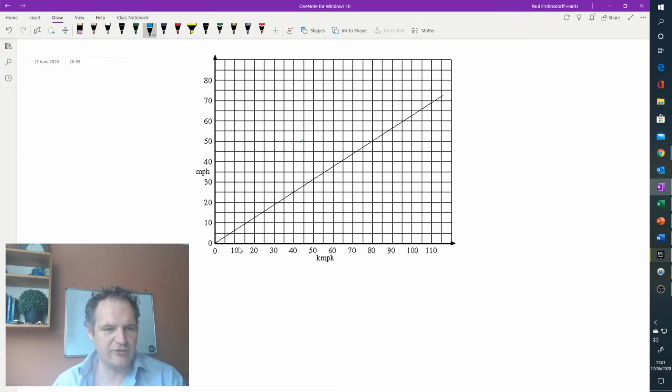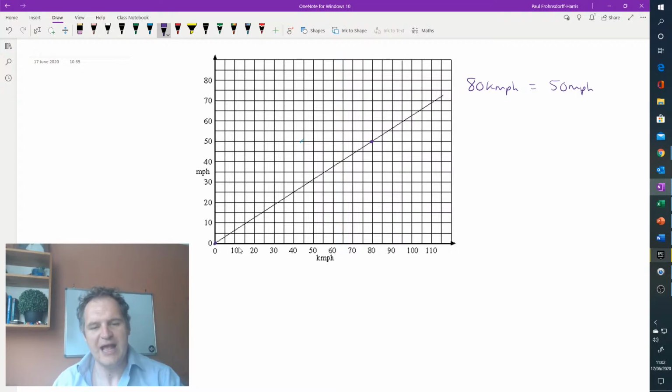You may notice that there is a key point here, and that's here. The standard conversion is that 80 kilometers per hour is the same as 50 miles per hour. And obviously it makes sense that naught is the same as naught. And this line allows us to convert whatever we get to each other.